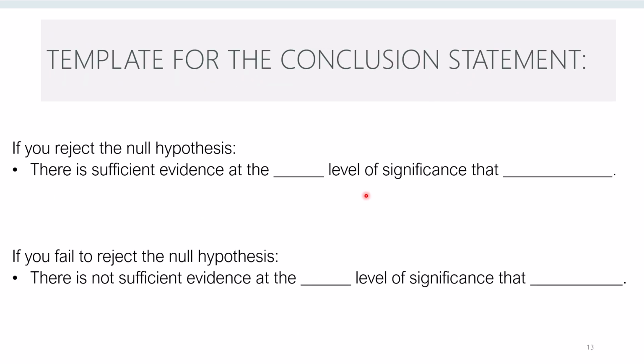All right, and then our last slide here is our template for our conclusion statement. So just write these down. This will help you when you are interpreting the results of your hypothesis test. We have two templates here, one if you reject, one if you fail to reject. The first one says, if you reject the null hypothesis, this is the sentence you're going to use: there is sufficient evidence at the blank level of significance. That's where you put alpha, so you would say 0.05 or 0.01 or whatever alpha was. So there is sufficient evidence at the blank level of significance that blank.